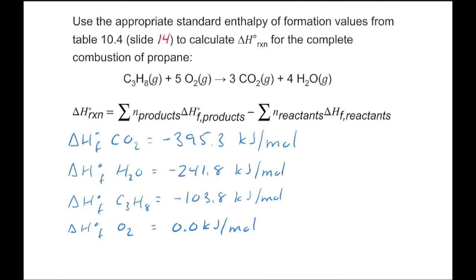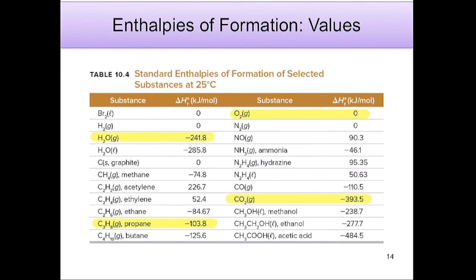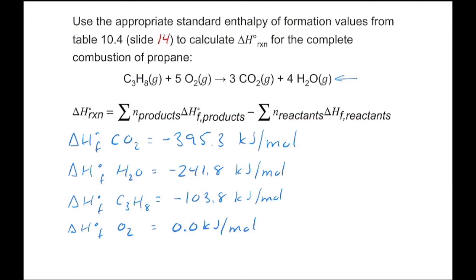In this question, we're asked to use the appropriate standard enthalpy of formation values from table 10.4, which is on slide 14, to calculate the delta H of reaction at standard state conditions for the complete combustion of propane, which is given by this reaction here. So if we take a quick look at table 10.4, we can see the delta H of formations highlighted here. So I've reproduced those here, and now all we have to do is use our equation to determine what the delta H of reaction is.